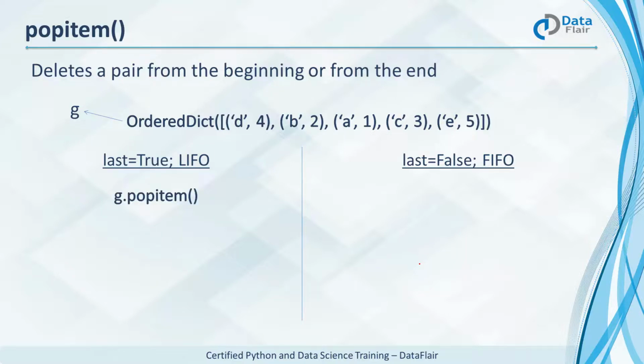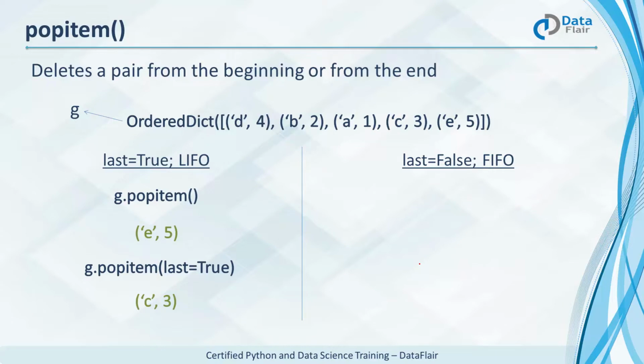Without an argument, popitem pops the pair at the end. With the flag last set to True, it still pops the pair at the end, which is now that for the key C. This is LIFO. At the end, we have the pairs we added newest, and these are the ones to be popped out first.